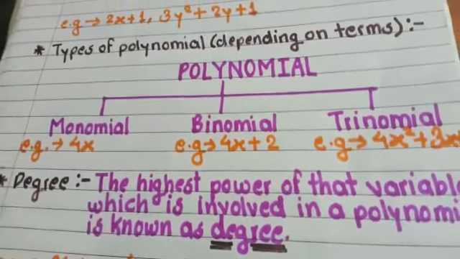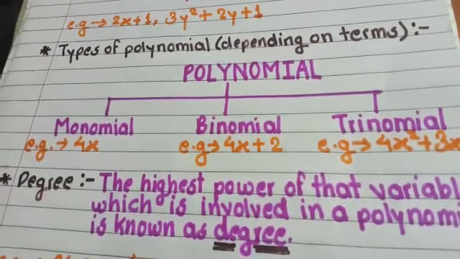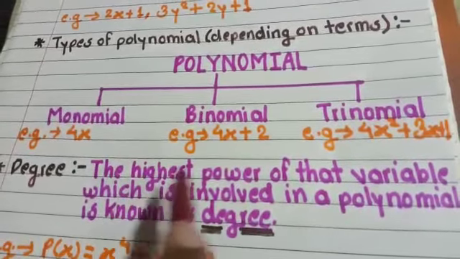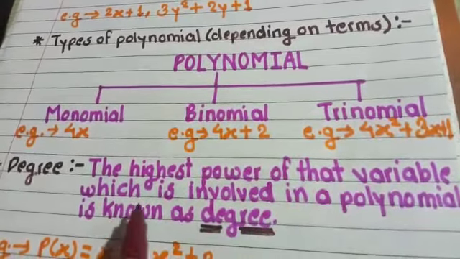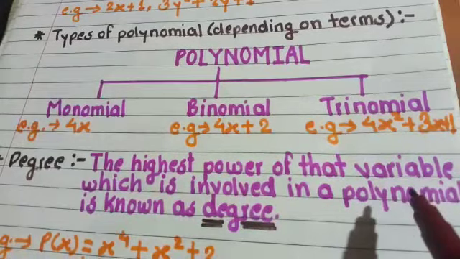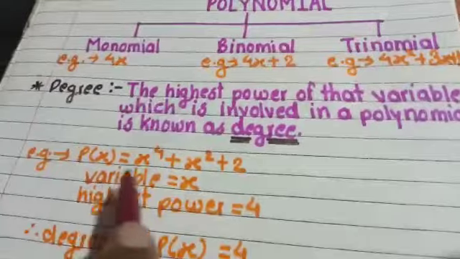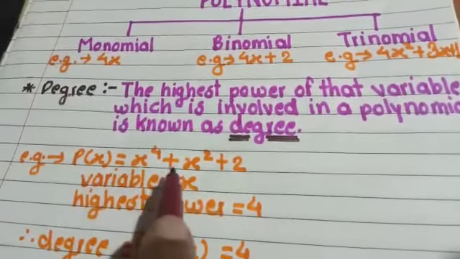Now we will come to another concept, that is degree. So what is meant by the degree? Degree is nothing but the highest power of the variable which is involved in the polynomial. For example, here we have one polynomial.